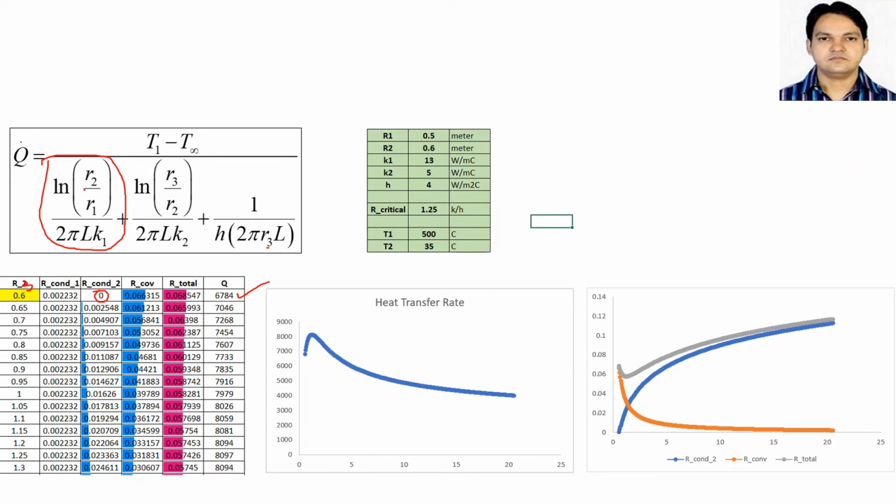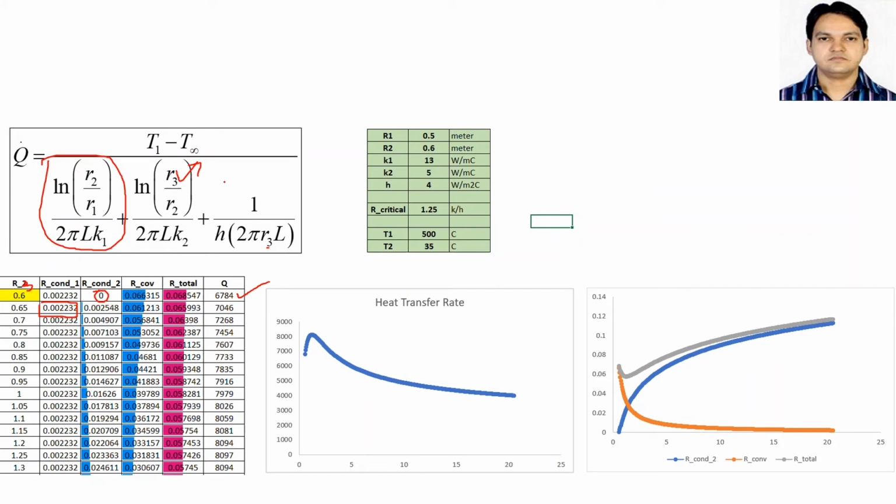As R2 and R1 are constant, this R conduction value will remain constant. But you can see here, as your radius is increasing, your conduction resistance is increasing. You can see here the blue line shows that increment. So your conduction resistance 2, which is the conduction resistance offered by the insulating material, is increasing.